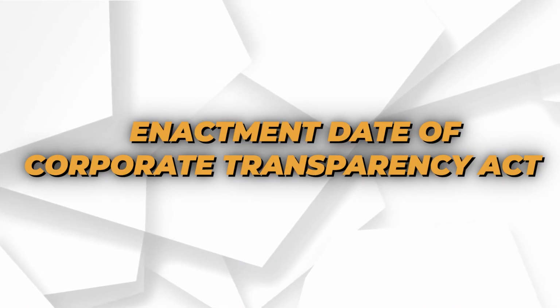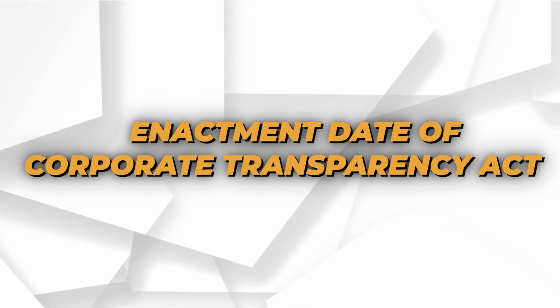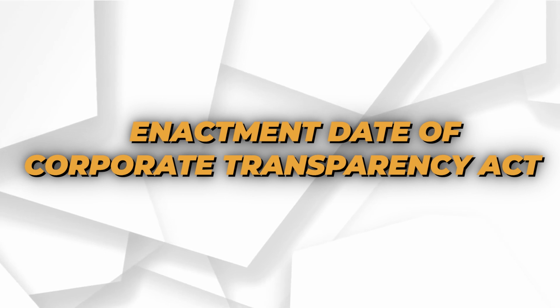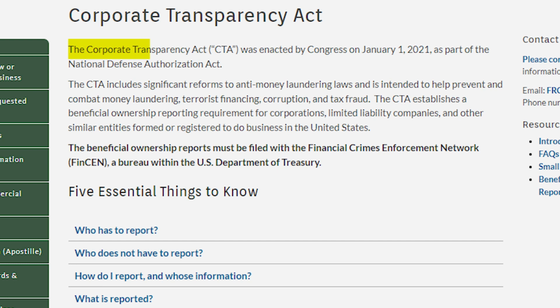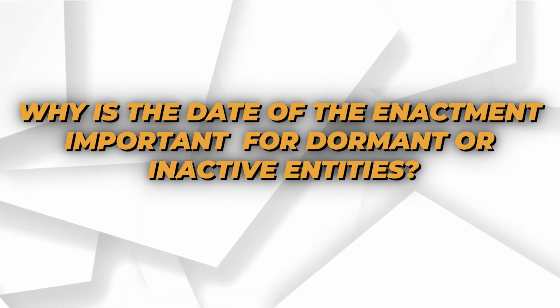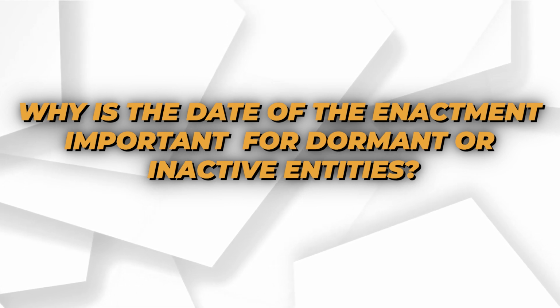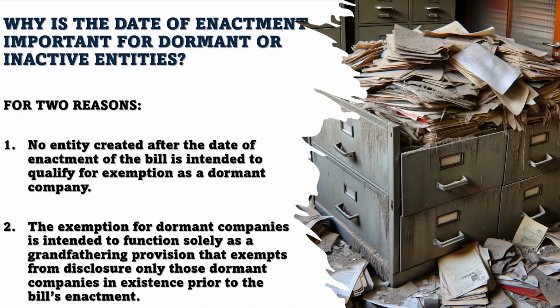Now, to begin explaining how this works, we first need to know the enactment date of the Corporate Transparency Act. The Corporate Transparency Act was enacted by Congress on January 1, 2021, as part of the National Defense Authorization Act. Why is the date of the enactment important for dormant or inactive entities? The date is important for two reasons. The January 1, 2021 enactment date is important because you have to know that date.